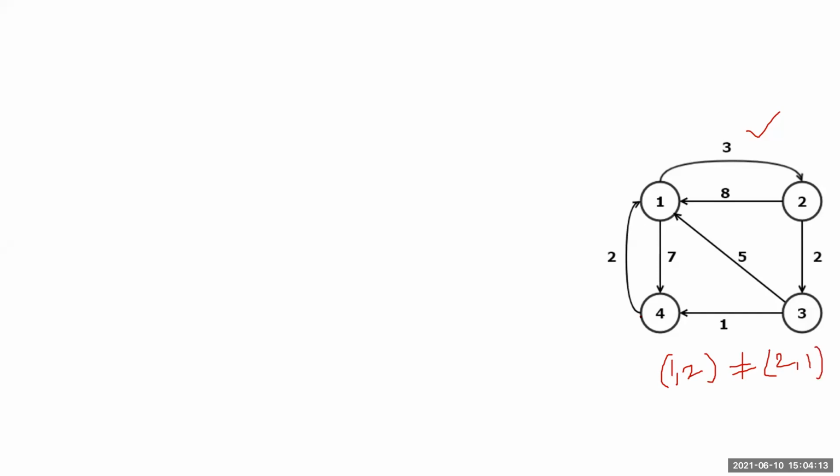Since directions are there, it is not possible to specify that 1 comma 2 will be equal to 2 comma 1. If you consider 2, 3, for example, the edge value for 2 comma 3 will be 2, whereas for 3 comma 2, there is no edge available. To specify that there is no edge, we use the highest value, infinity. You have to mention infinity here, meaning no edge, where the starting vertex is 3 and the end is 2.